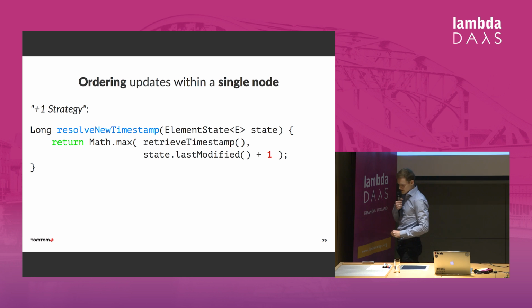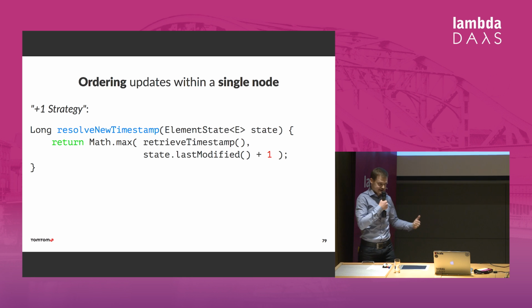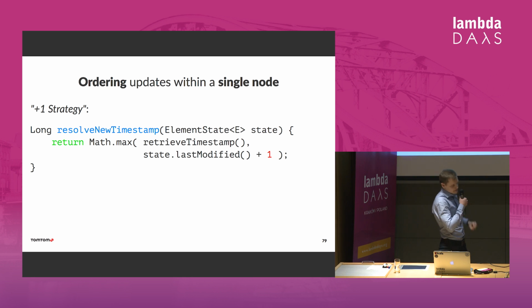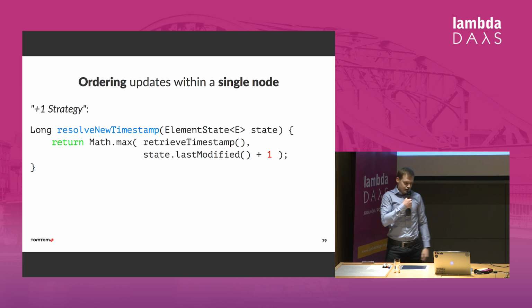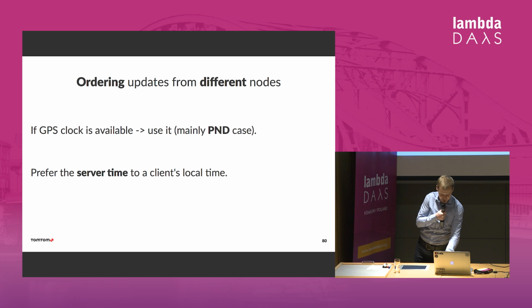So on the client, for example, we use this +1 strategy. When the client puts an update for an element in our set, it needs to retrieve the timestamp, be it from a local provider of timestamps, or from a server, depending on whether it's possible to fetch it from a server or not. But it needs to guarantee that the timestamp won't be lower than the one already in the set. That's why in the worst case we do this +1, which sounds a bit weird. But actually, we just need to guarantee that this operation will win locally on a single node.